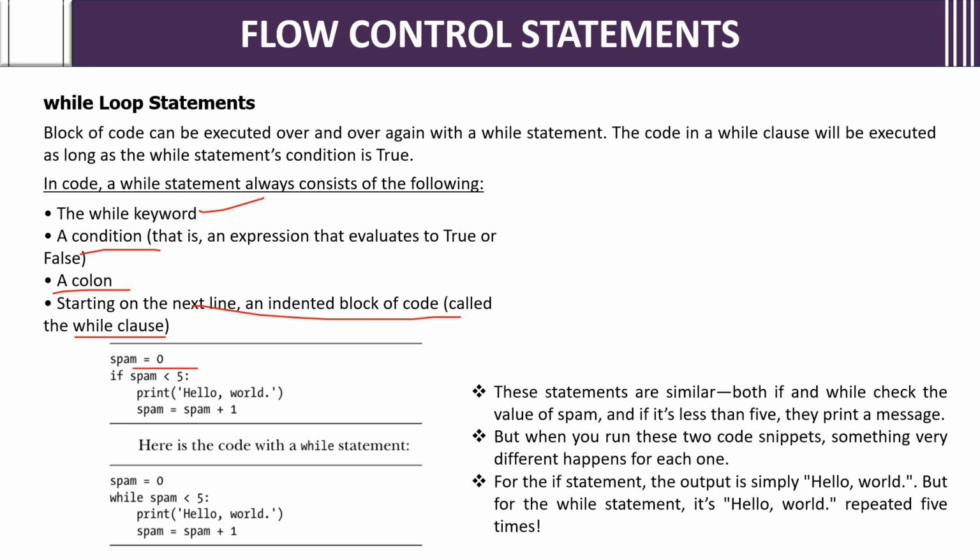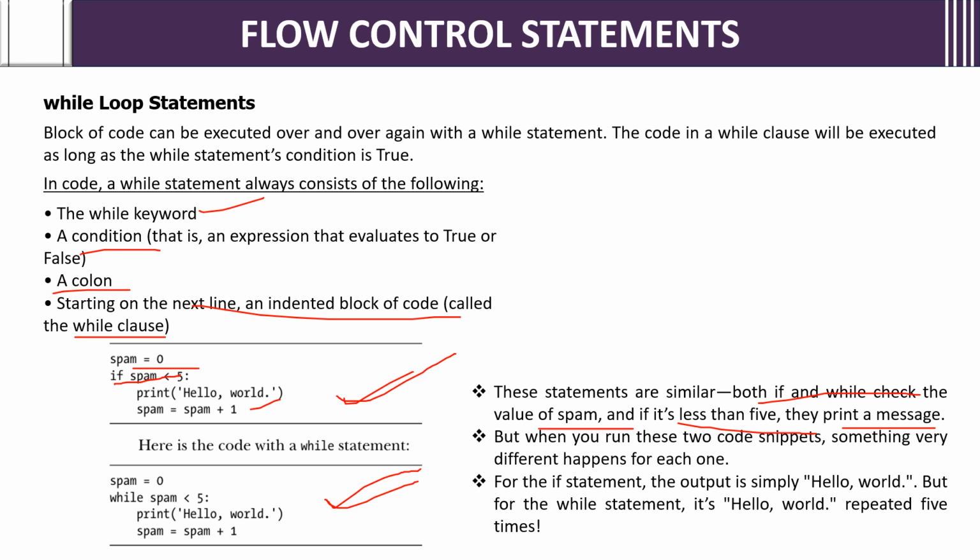Initially, for example, spam you have initialized to 0. If spam is less than 5, in the if statement, I am telling, print hello world, spam equals spam plus 1. The same code we can write with while. How? Spam equals 0, while spam is less than 5, print hello world, spam equals spam plus 1. Here, it will print only once. Here, it will print 5 times. See, these statements are similar. Both if and while check the value of spam, and if it is less than 5, then print a message.